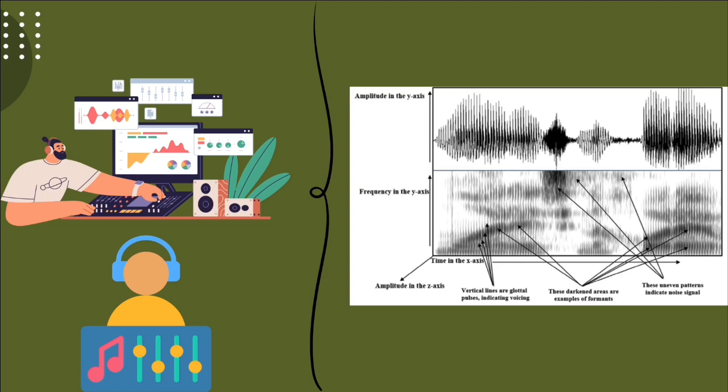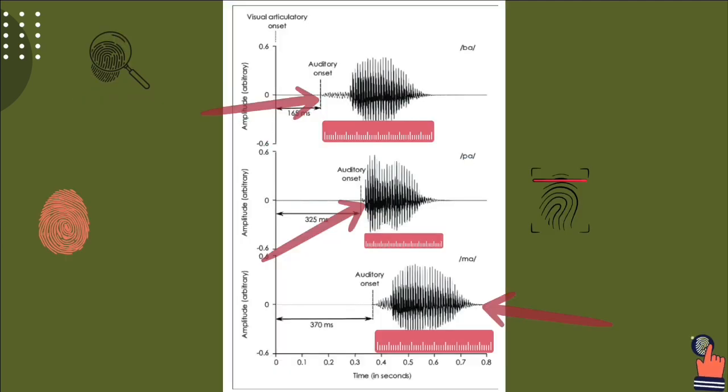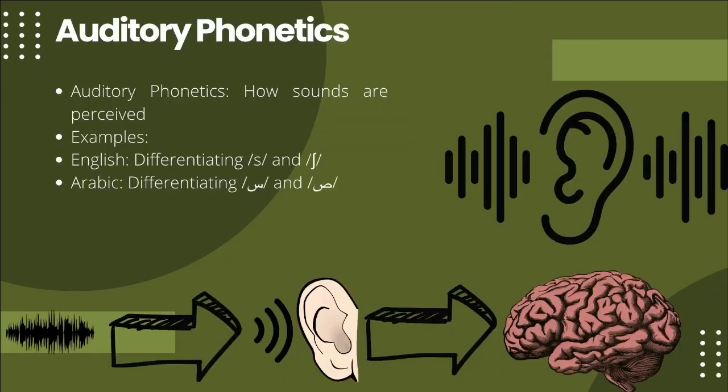For example, let's have a look at this. When we look at the waveforms and spectrograms of pa and ba, we can see that the sound pa, as in power, has less energy due to the lack of vocal cord vibration, and this is of course compared to the sound ba. Acoustic phonetics uses tools like Praat to visualize and analyze these differences.